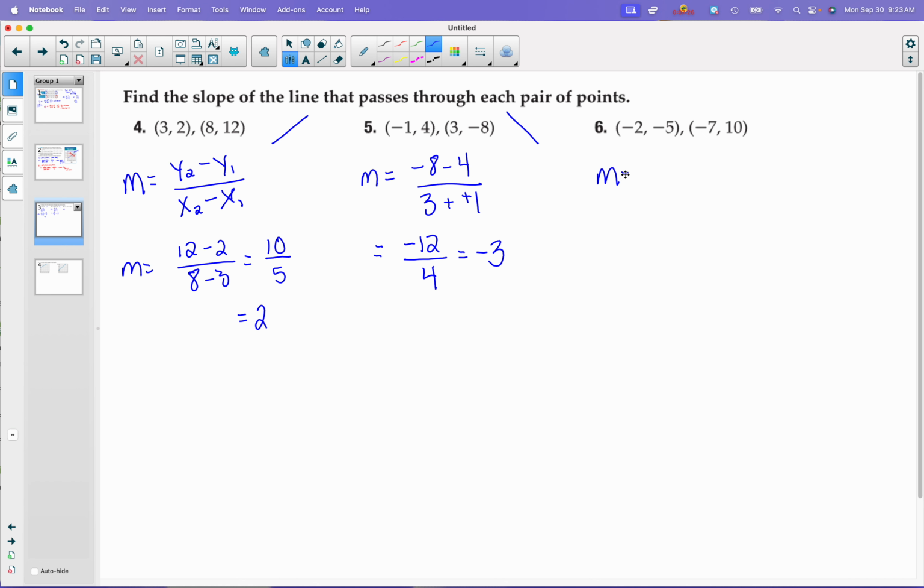On the next one, my slope, I'm going to take 10 minus negative 5 over negative 7 minus negative 2. I'm going to change these to adding the opposite. So I get 15 over negative 5, which is negative 3. Again, on this one, if I made a line through those 2 points, it's going to have a negative slope.